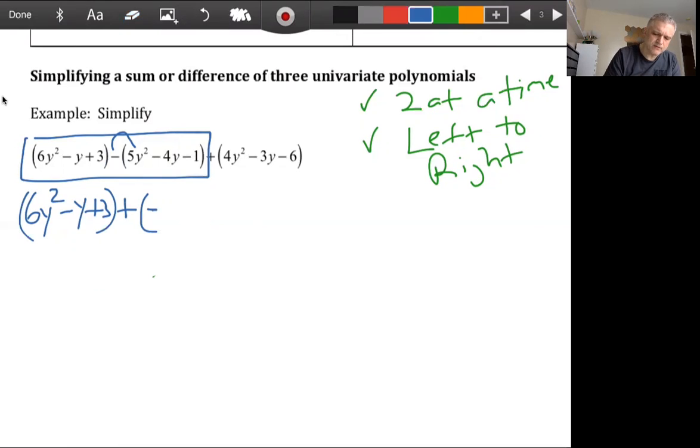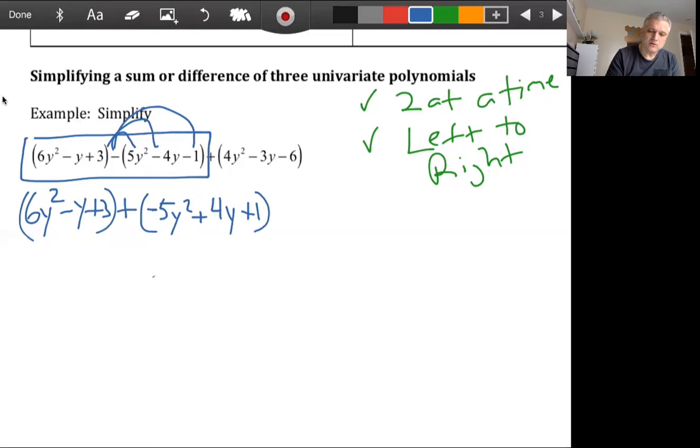So it's going to be minus, or negative, 5y squared. It's going to be minus negative, okay, which is plus 4y. So notice we're just changing the sign. Change the sign of that positive 5, change the sign of that negative 4, and now we're going to change the sign of that minus 1. It's going to be plus 1. Okay, so easy peasy now, right?